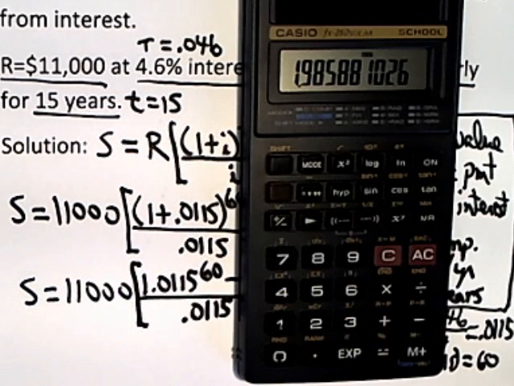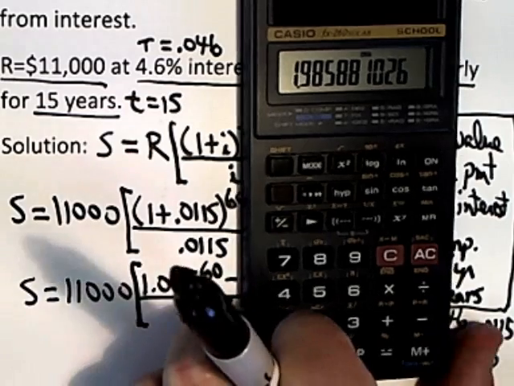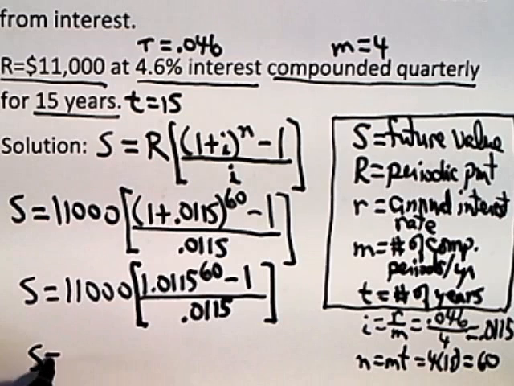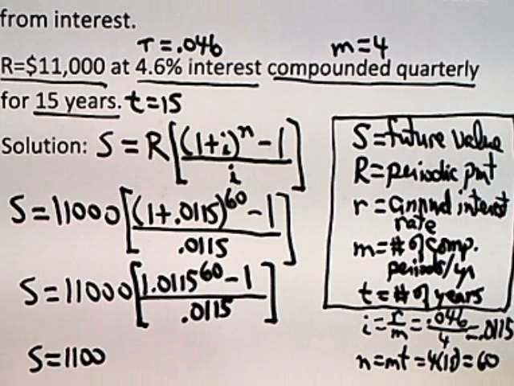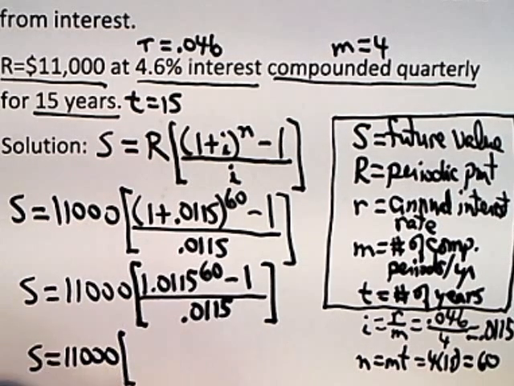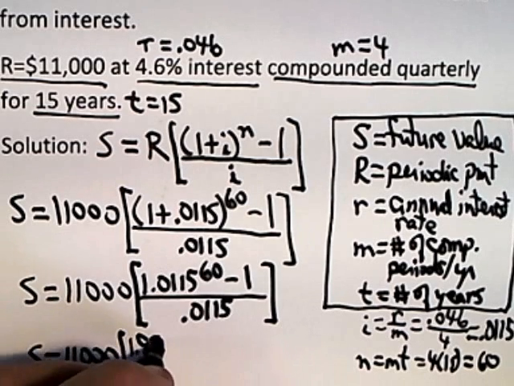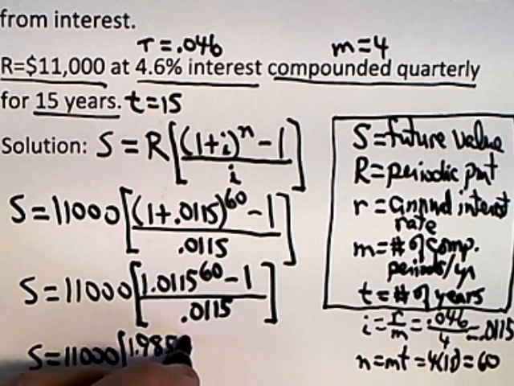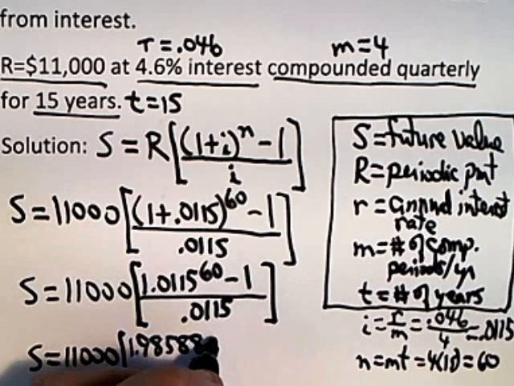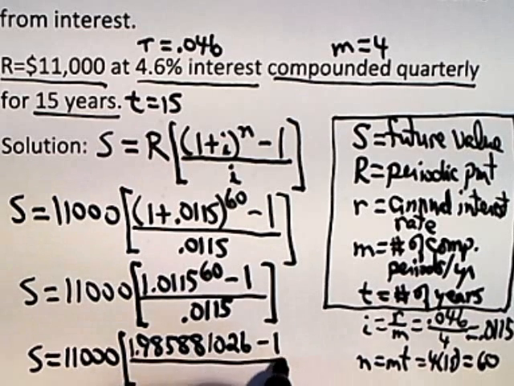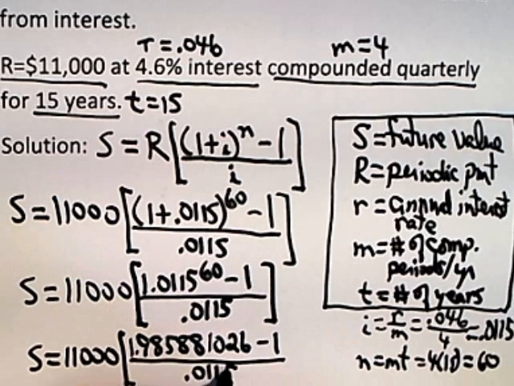That 1.9858811026 is that base raised to the 60th power. Like I said, you can just leave that number in the calculator and not write it down as an intermediate step. But because I want you to have as much information on paper as possible if you're checking for errors you might make, I'm going to actually write down this intermediate step. You probably don't want to when you're actually solving this problem. And then minus 1 all over 0.0115.